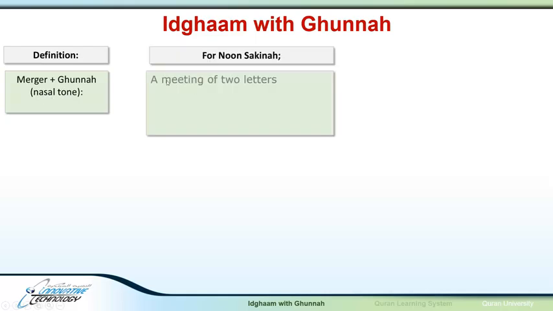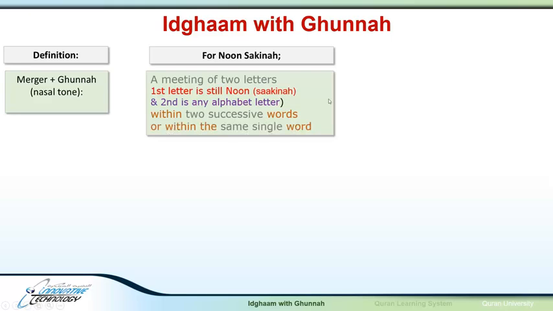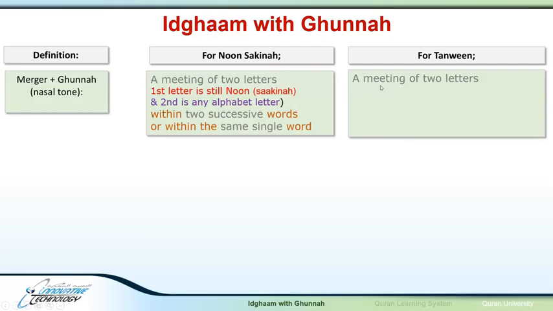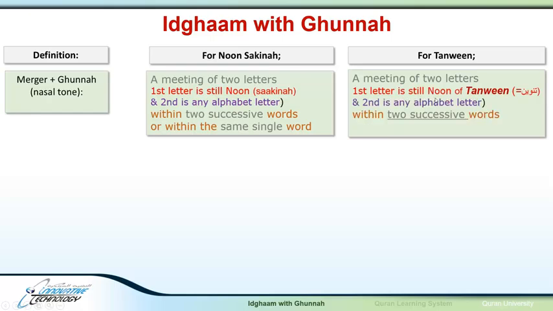And to conclude, Idghaam with ghunnah is defined as a merger with ghunnah, with a nasal tone, that happens for the Noon Sakinah when there is a meeting of two letters. First letter is a Noon Sakinah, and the second is any alphabet letter within two successive words or within the same single word. While for tanween, it happens exactly the same, a meeting of two letters. First letter is a still Noon of the tanween, and the second is any alphabet letter but within two successive words. The tanween only happens within two successive words because tanween only occurs at the end of the first word, so it can never have the Idghaam within a single word. It should have it with the following successive word.